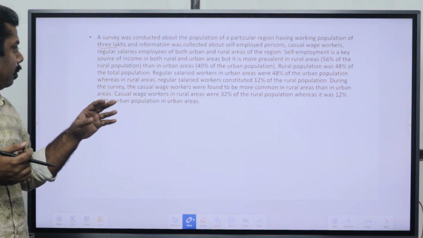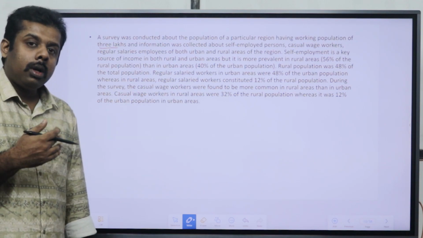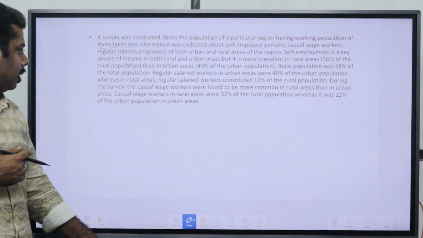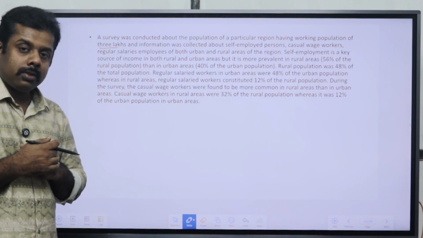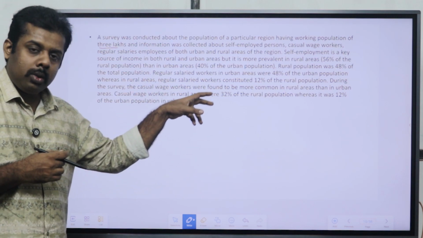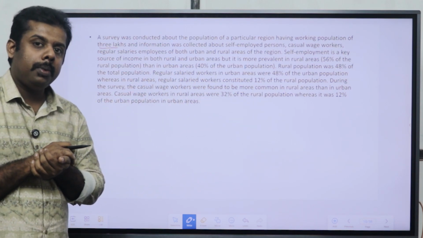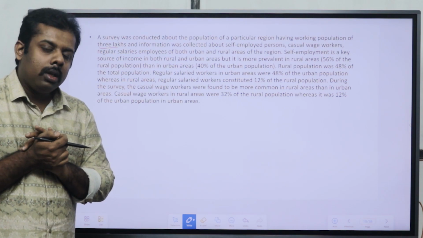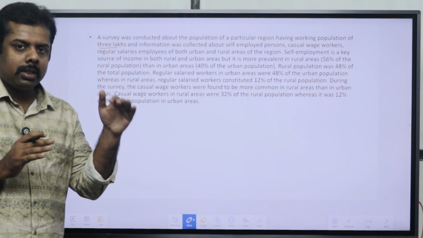During the survey, casual wage workers were found to be more common in rural areas than in urban areas. Casual wage workers in rural areas were 32% of the rural population, whereas it was 12% of the urban population. So I think you have got an idea just reading the passage once.